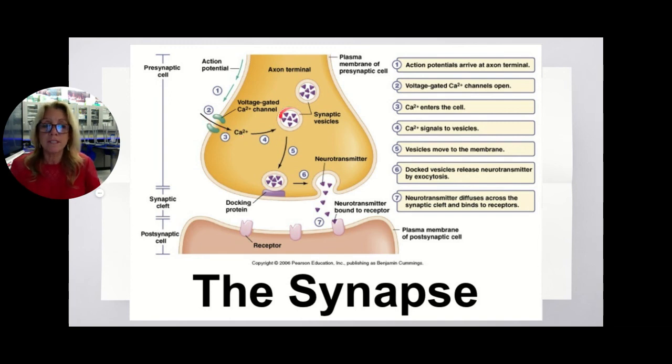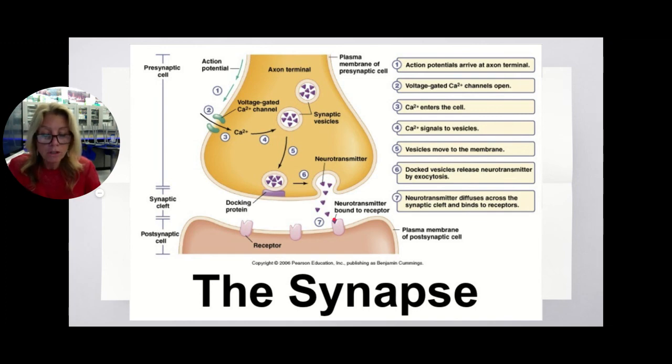Calcium fuses with the synaptic vesicles inside the presynaptic neuron, which then migrate and fuse right here to the edge of the presynaptic membrane. Neurotransmitters, here in purple triangles, are released from the synaptic vesicles into the cleft, this space, and diffuse across the cleft, going from high to low concentration.